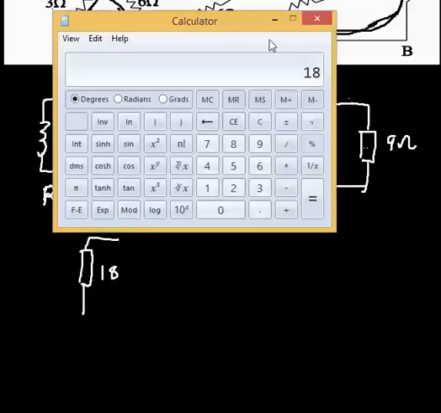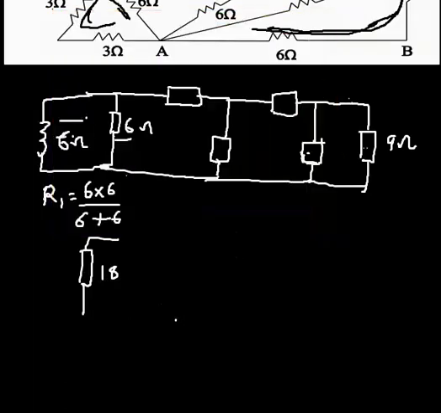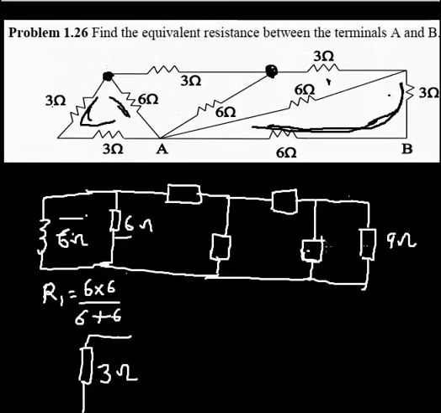Okay, I'm mistaken though. Please pardon me. 36 divided by 12, that's not 18. That's 3 ohms, because it should be less than the lowest resistor in that parallel connection. So that's 3 ohms. Okay, so this time I'll do the same to this. Of course, this is 6 ohm here, right?